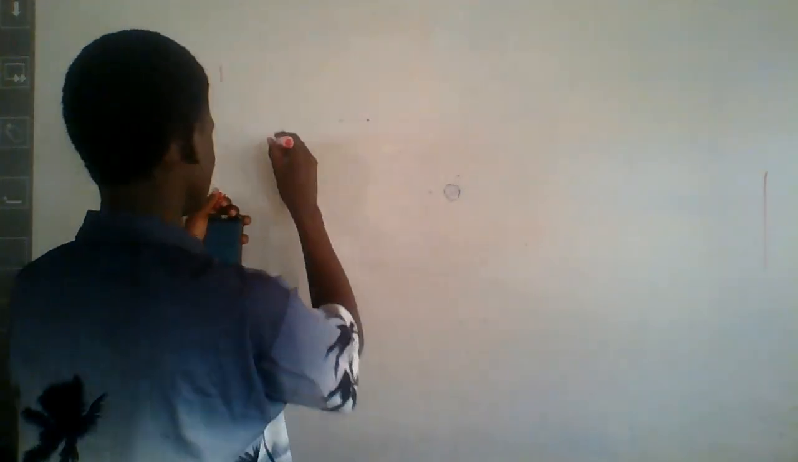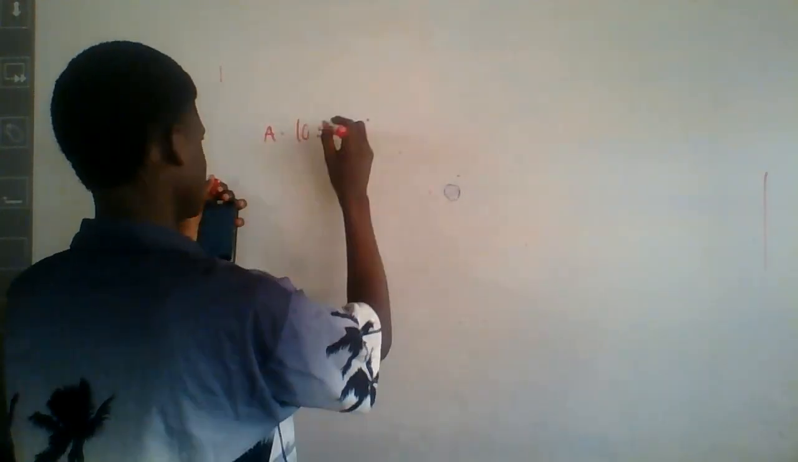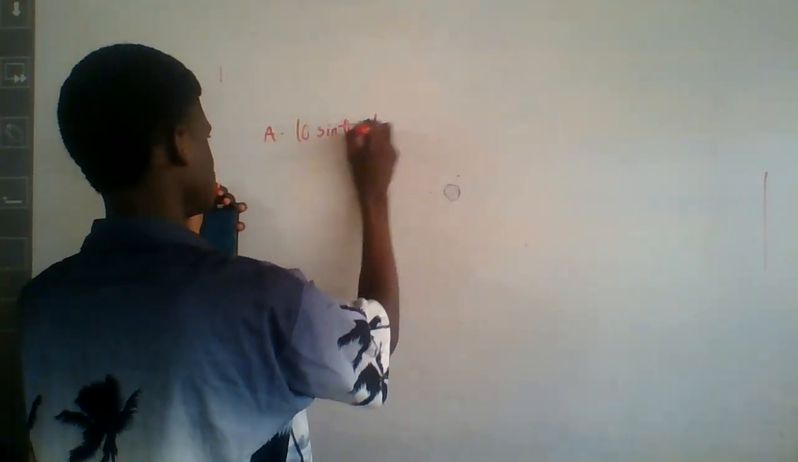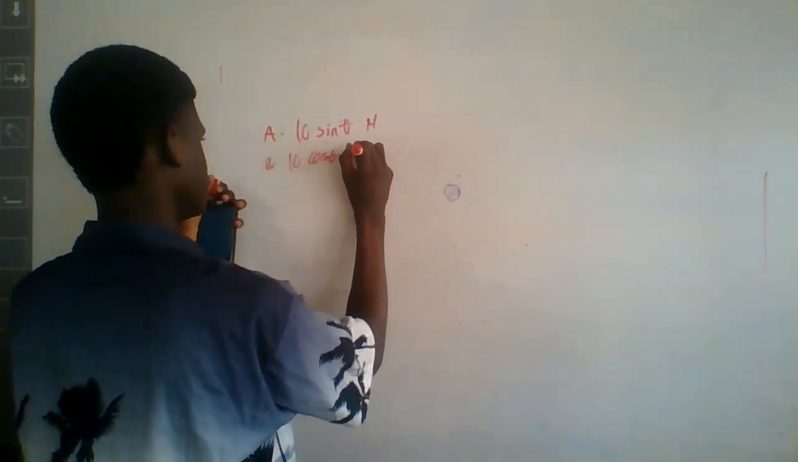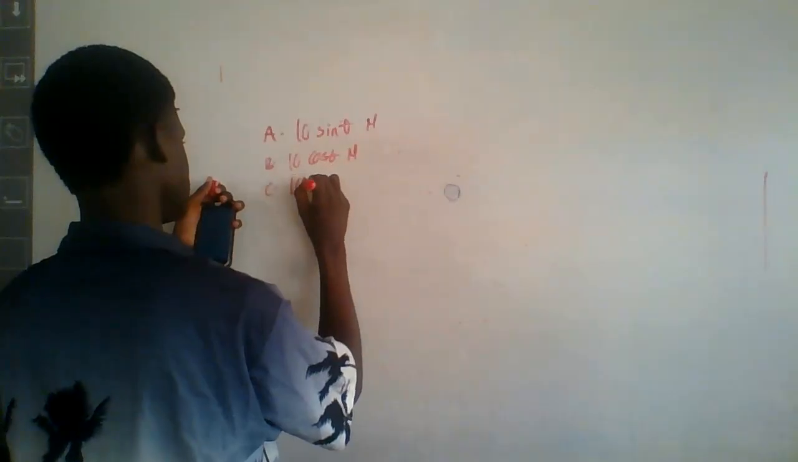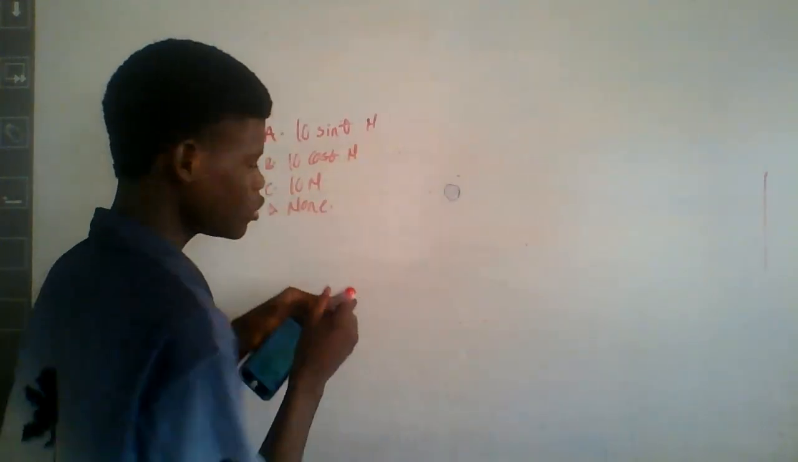So they said A, let's analyze the options. A, the answer is 10 sine theta Newton. B, 10 cos theta Newton. C, 10 Newton. D, none of the above. So let's analyze the question.